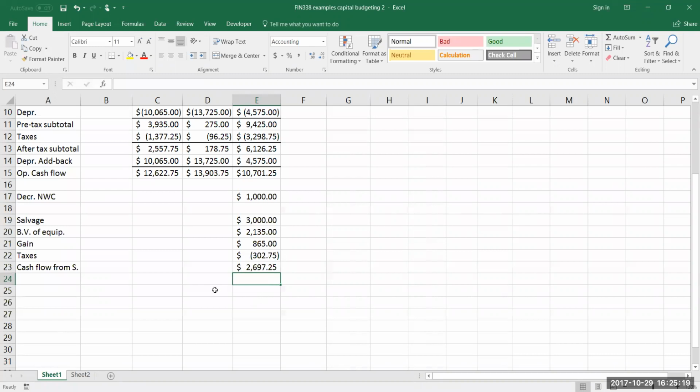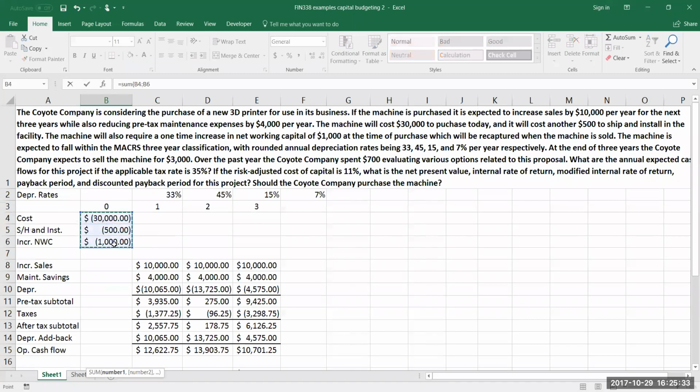Okay, so now what we need to do is find the total cash flows. Our total cash flow for time 0, if I buy the machine right now, is just the sum of those. Those are the only things that I have going on at time 0.